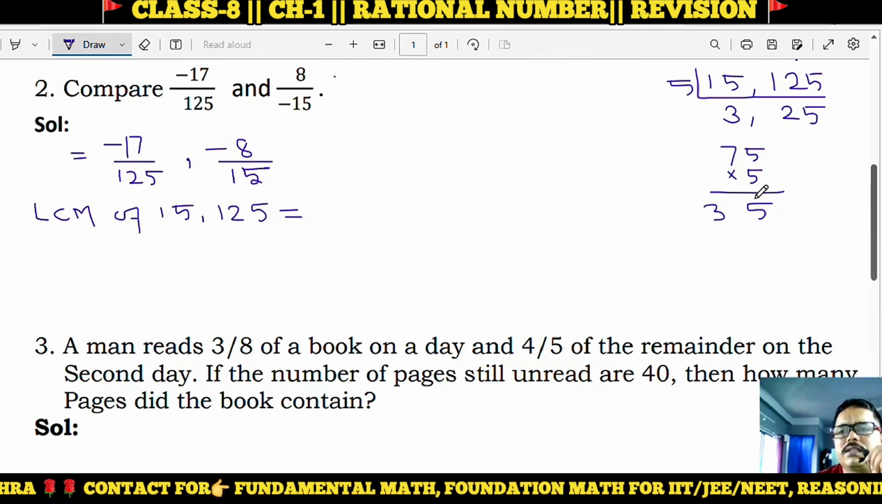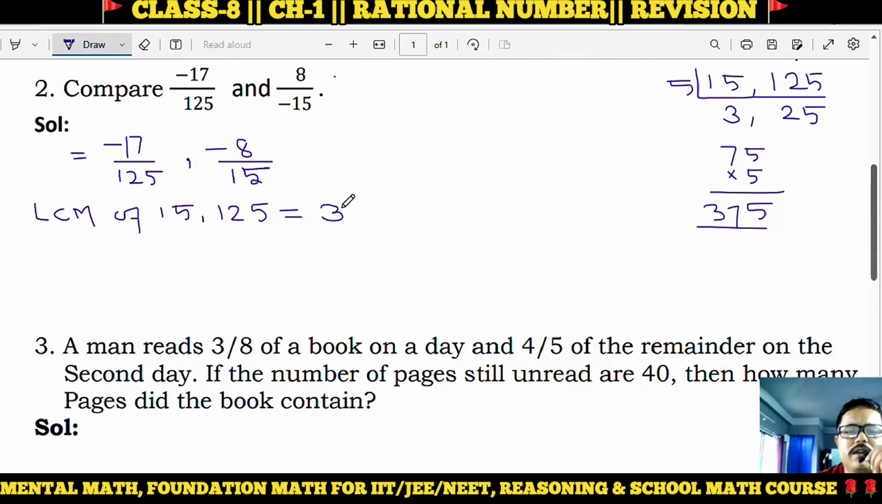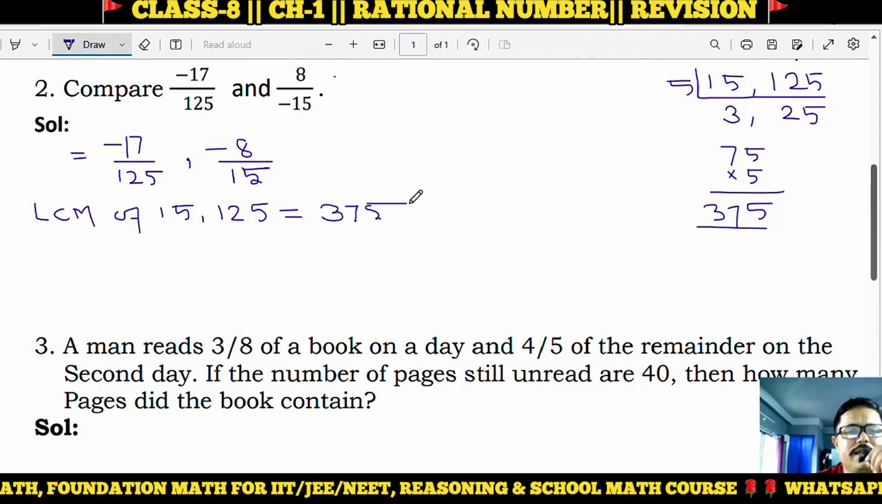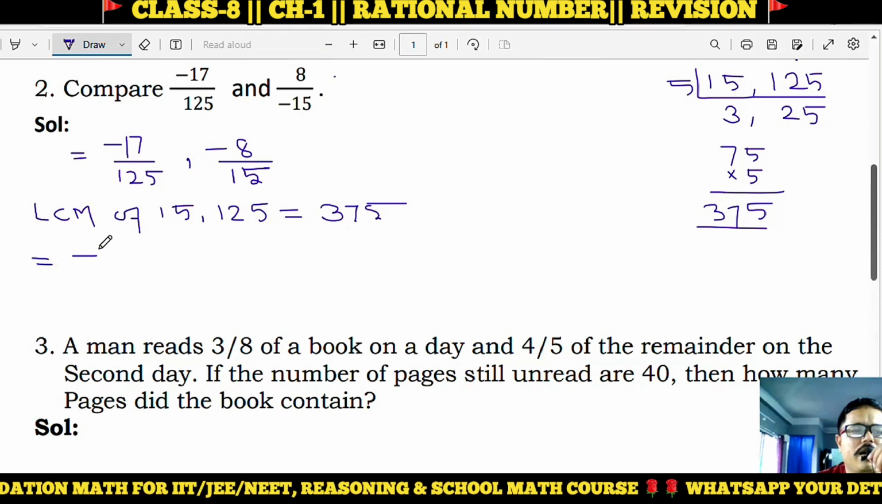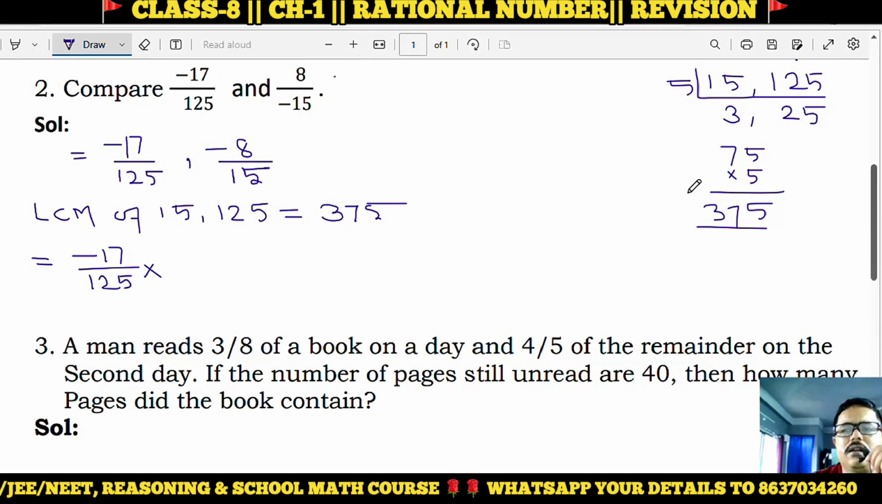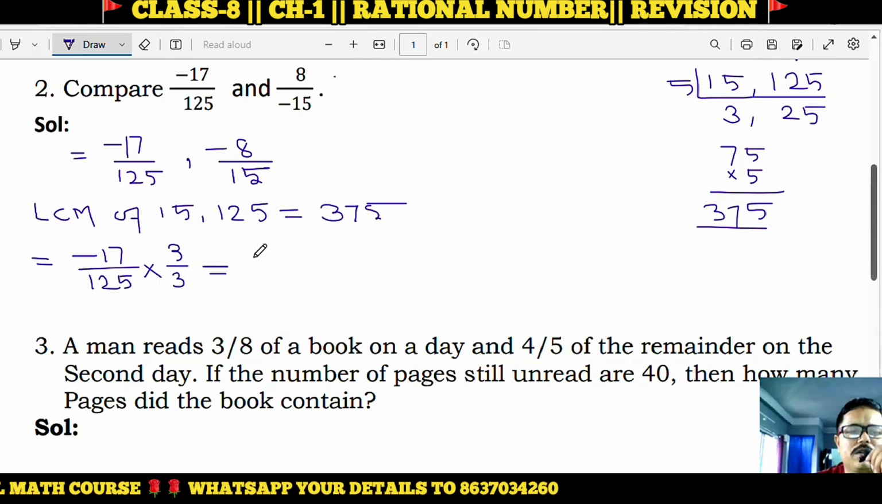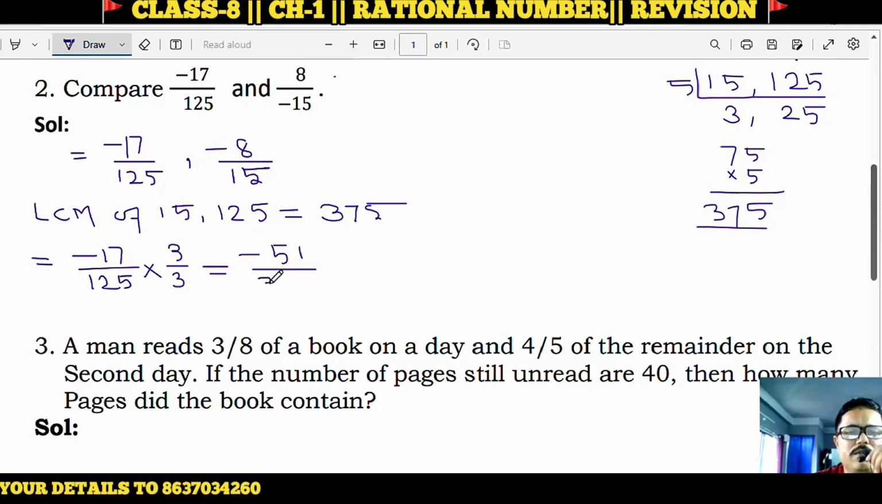So we can see here that the answer is coming 375. So what is the answer? 375. Okay, the LCM. Now we have to multiply this 125 by 3. Why by 3? Just to make the denominator equal to the LCM. So 17 3s are 51, so it will be minus 51, and 125 into 3 will be 375. So this is done.